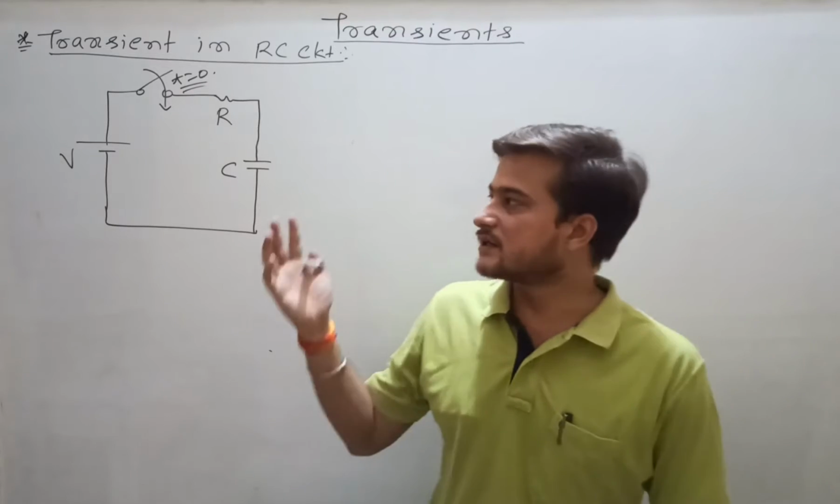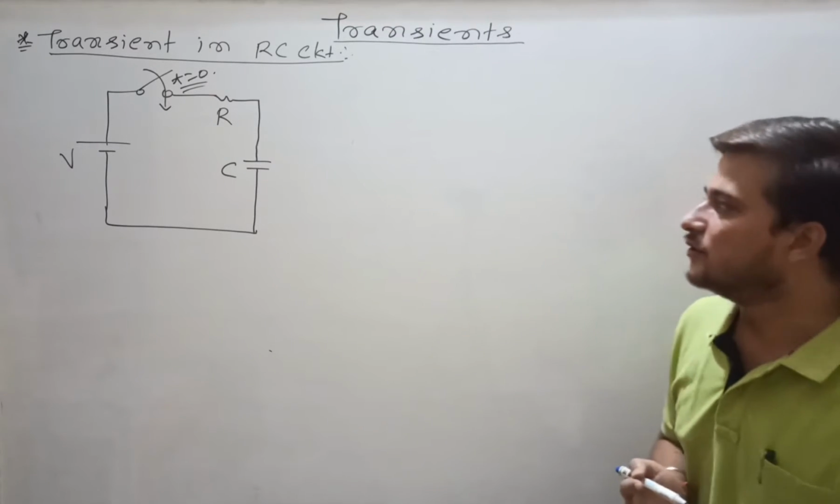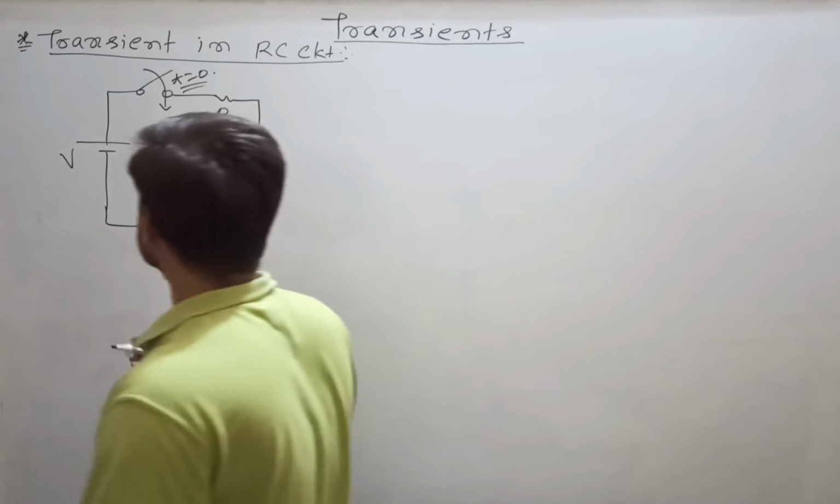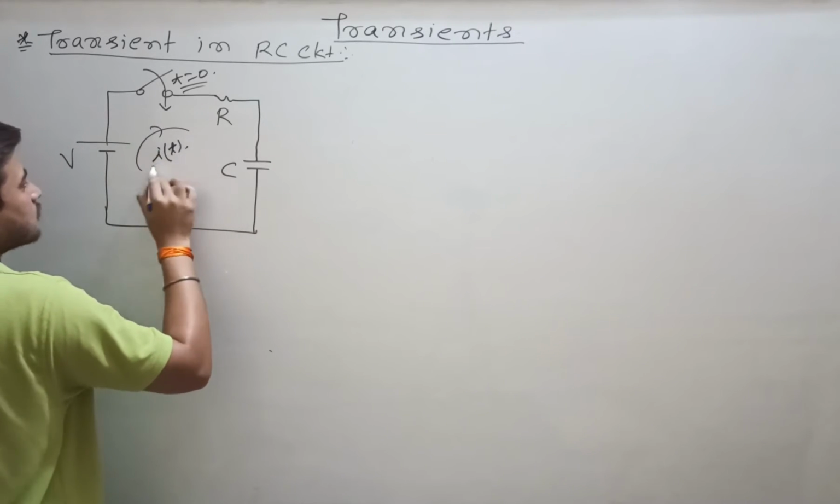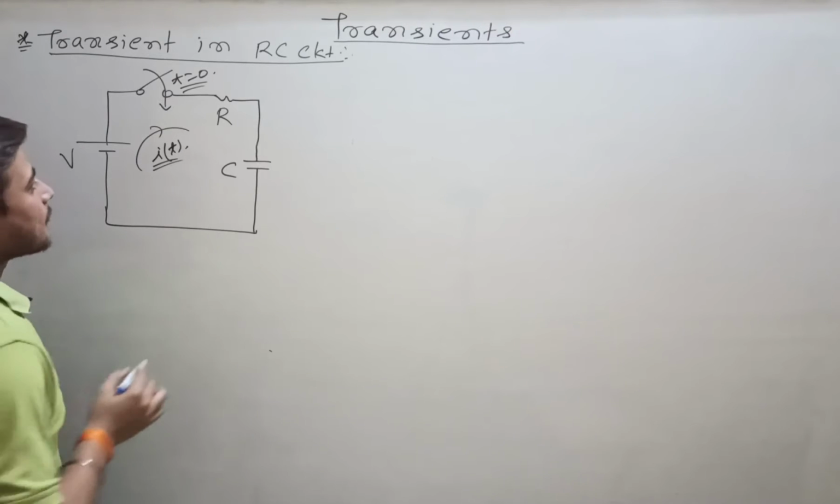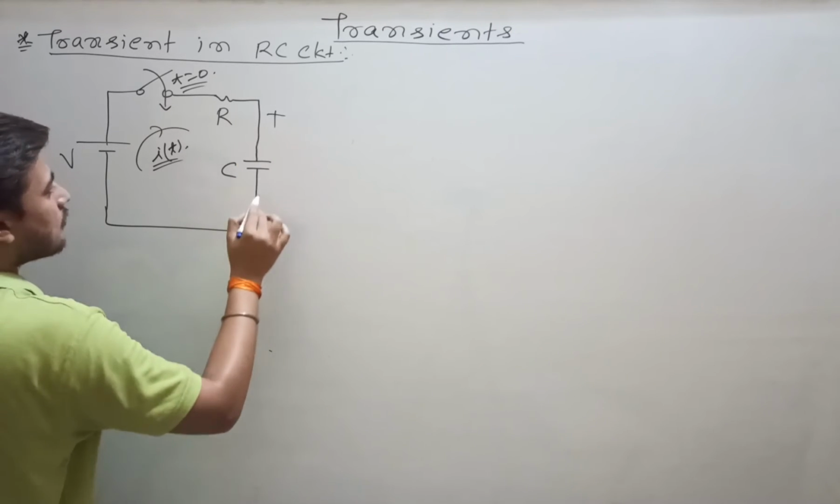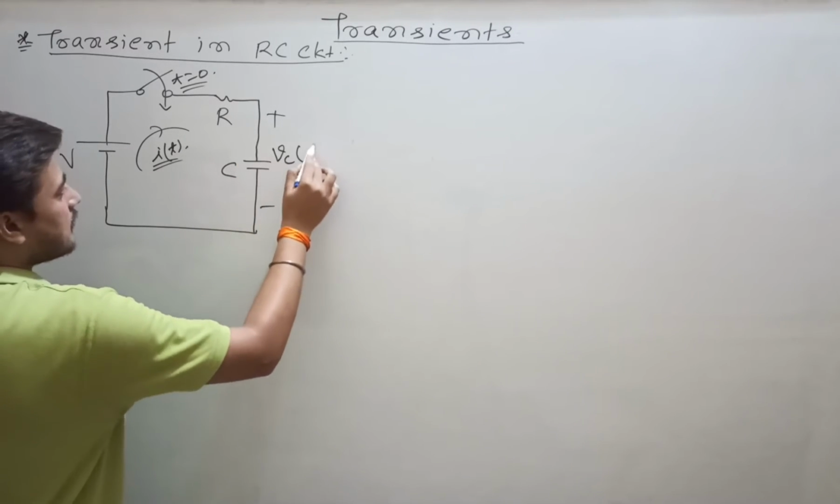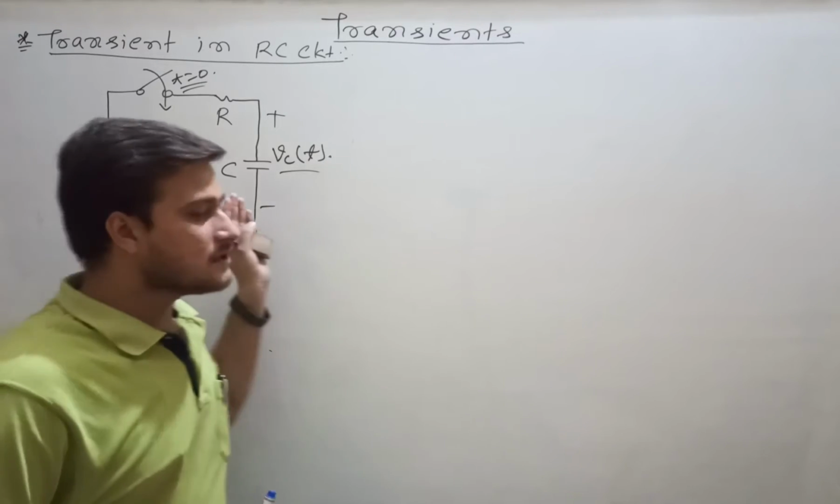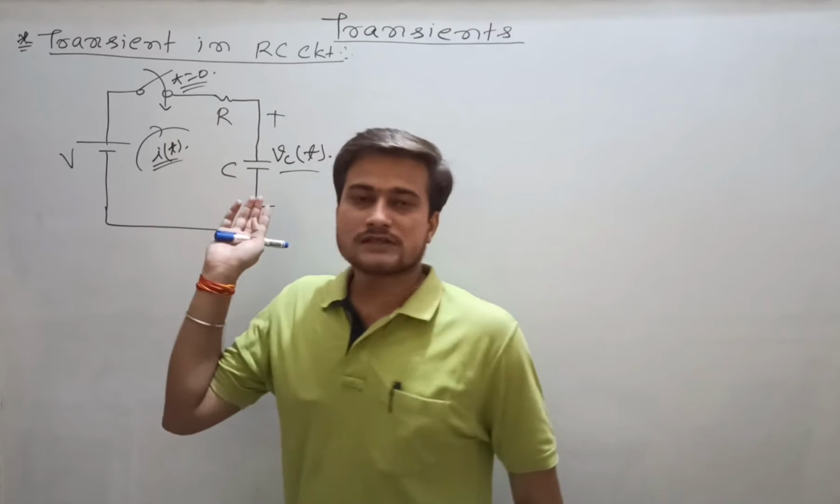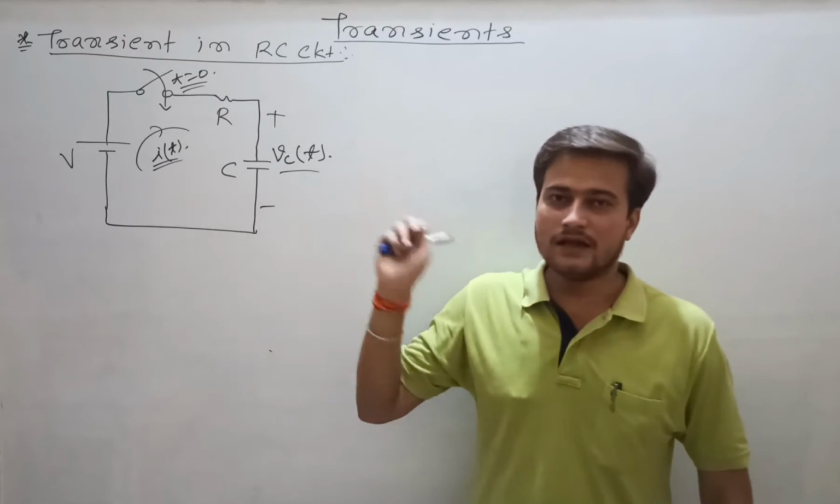The initial conditions of this circuit is 0. Now a current i(t) will start flowing through this circuit. Clear? And here voltage across capacitor will be plus minus vC(t). So now we have to write the expression for current i(t) and voltage across the capacitor, that is vC(t).